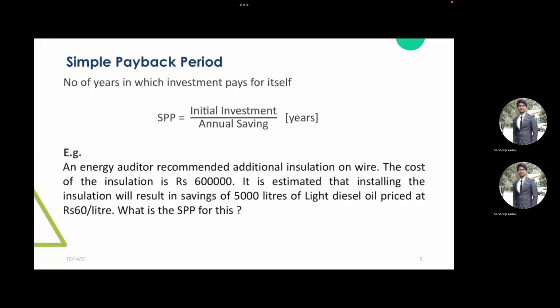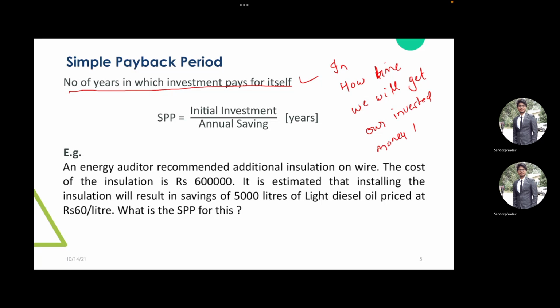So let's start with the simple payback period. Simple payback period is the number of years in which an investment pays for itself. That is, in how many years, in what time, we will get our invested money back.